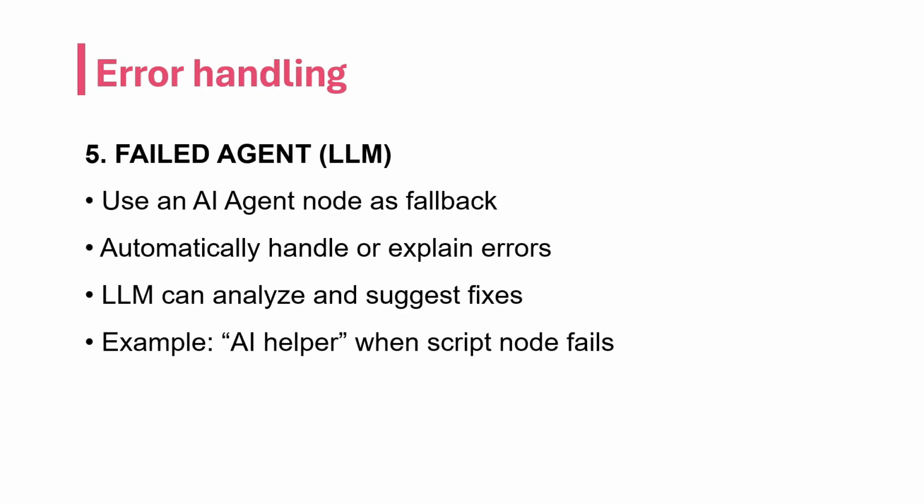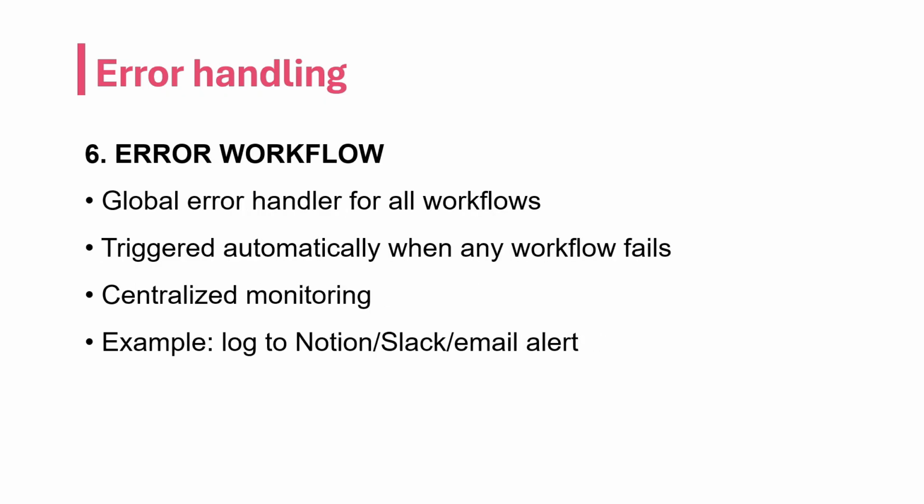Now, last but not the least, the sixth is error workflow. So basically, the most comprehensive method, the error workflow, is a separate workflow that triggers automatically whenever another workflow fails. You just create a new workflow, add the error trigger node, and configure it to catch errors from other workflows. Inside, you can add nodes to log errors, send alerts via Slack, or save them in Notion or Airtable for future reference. So I think this is perfect for teams or production systems. It gives you a centralized way to monitor and respond to any failure.